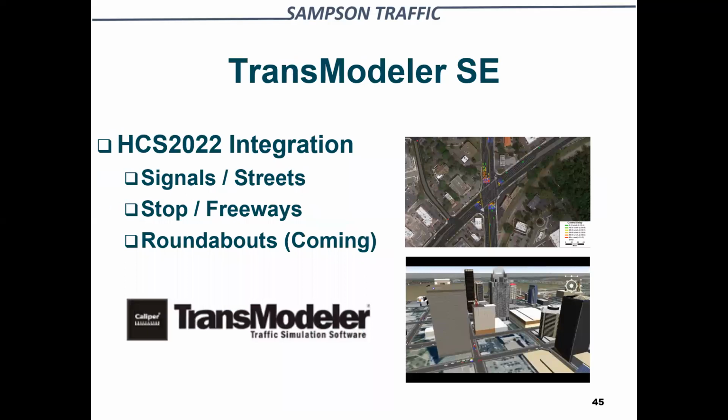TransModeler, you may know, is integrated with HCS now for signals, streets, stop control, and freeways. And I think roundabout is not yet implemented just yet. So TransModeler is a click away to get you animation and to fill those gaps in the Capacity Manual with queue spillover and free right turns.